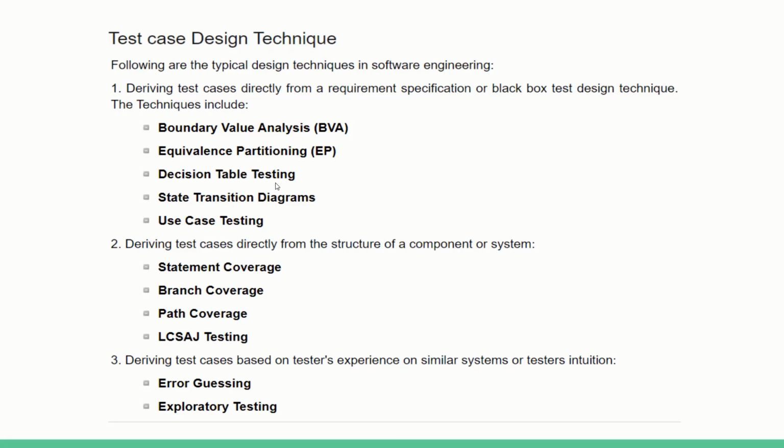The second category is deriving test cases directly from the structure of a component or system. This one is categorized as white box testing as well. These are the techniques under this category: statement coverage, branch coverage, path coverage, LCSAJ testing.